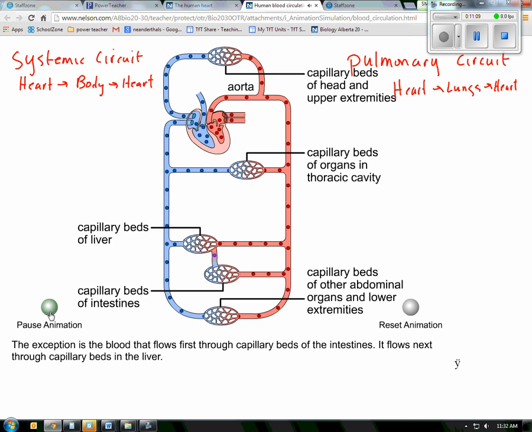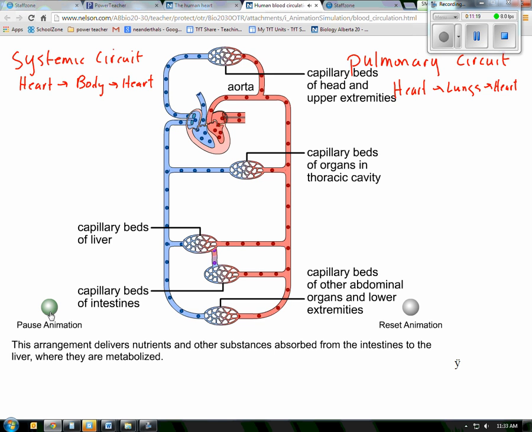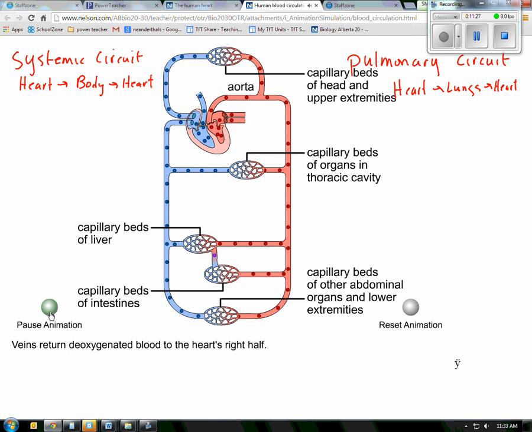The exception is the blood that flows first through capillary beds of the intestines. It flows next through capillary beds in the liver. This arrangement delivers nutrients and other substances absorbed from the intestines to the liver, where they are metabolized. Veins return deoxygenated blood to the heart's right half.